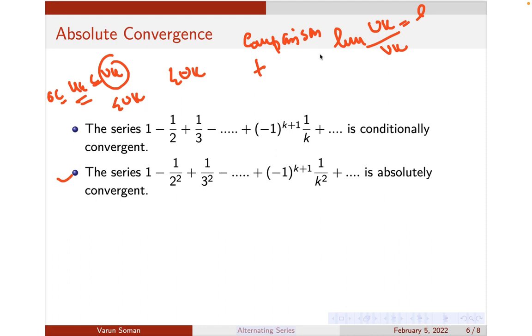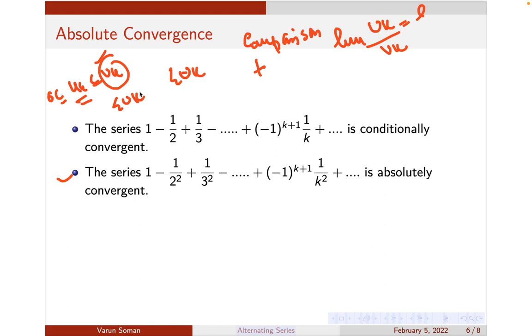So similarly, there is another form also. Suppose sigma UK is divergent. Suppose the smaller series itself is divergent, then sigma VK will also be divergent. So if the smaller series in itself is going to infinity, your bigger series also will go to infinity. So that is another version of comparison test. It was not required for you, but I'm just telling you so that I can illustrate a small example.